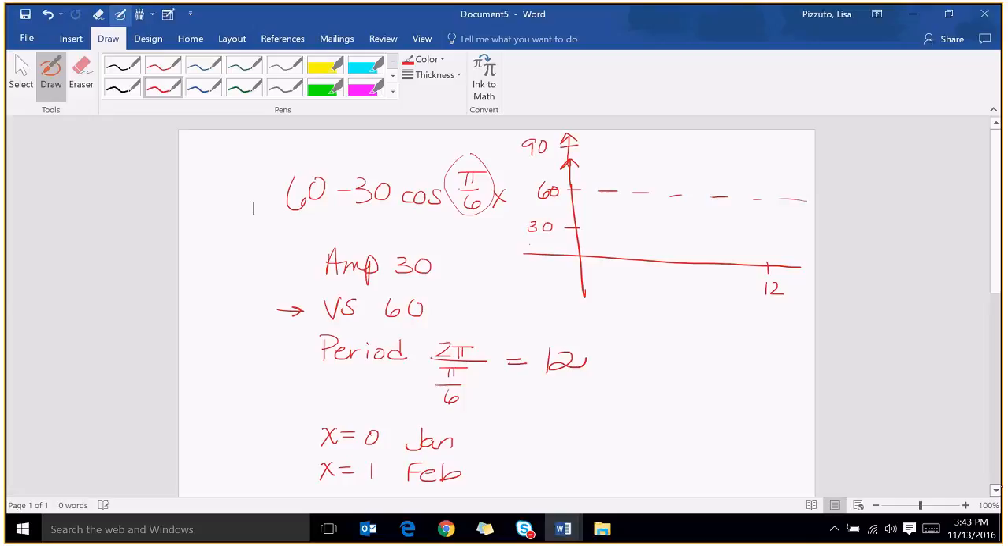We want to keep that in mind when we're going to draw our graph. Also, what that means in the context of the problem is that the temperature ranges between 30 degrees and 90 degrees, and it goes back and forth over the year. So keep this in mind when we look at the graph.